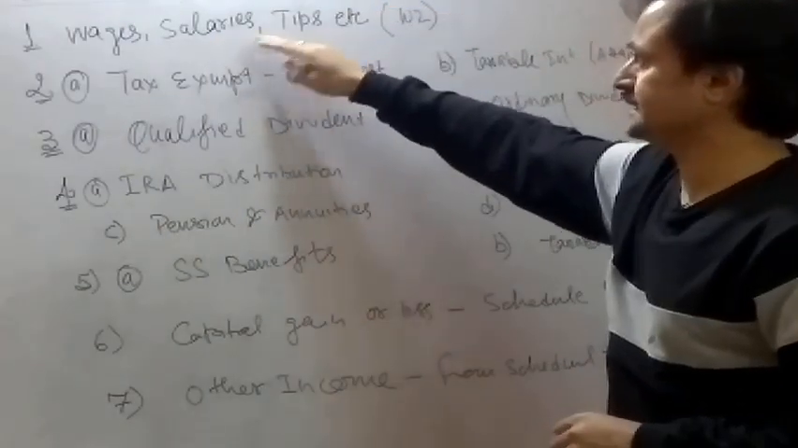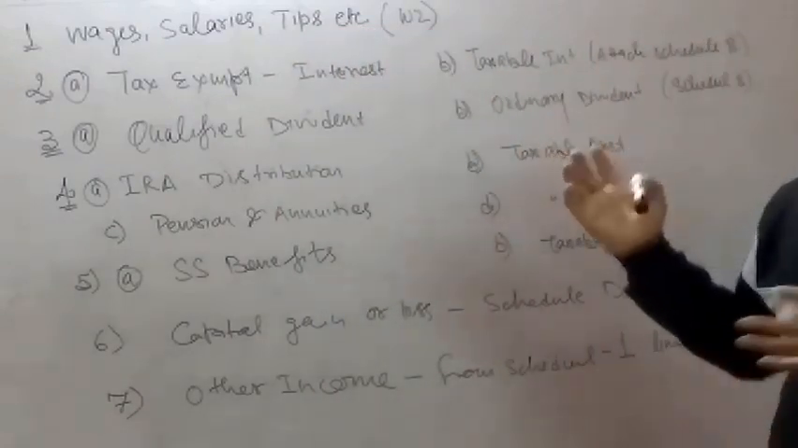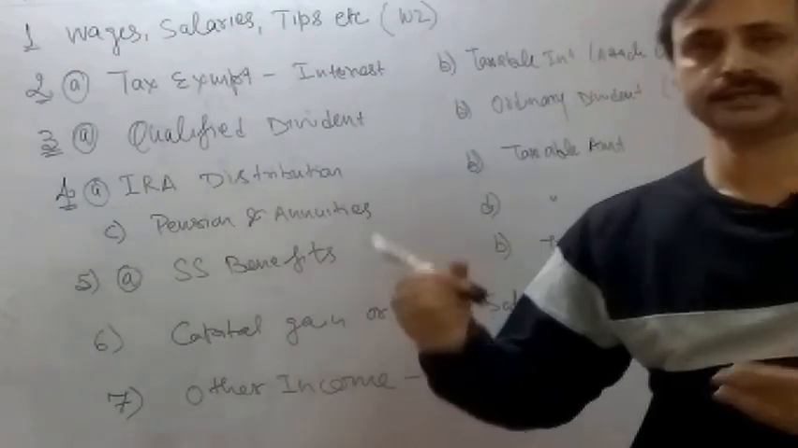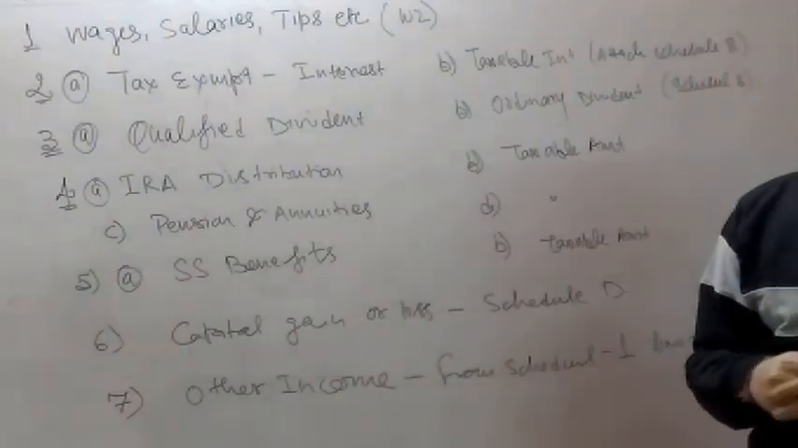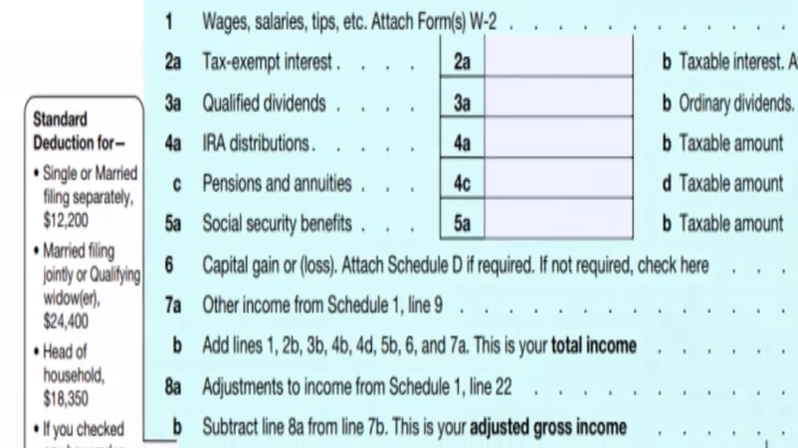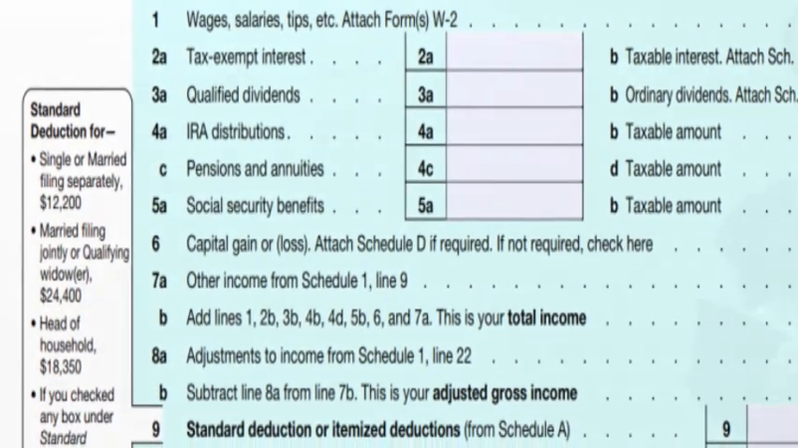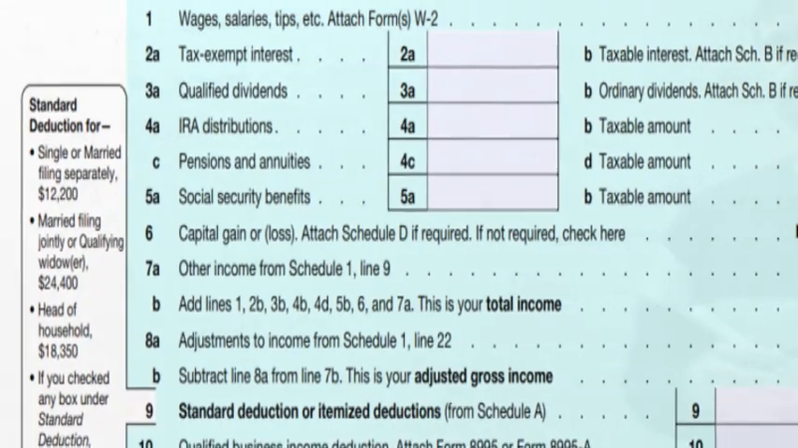Line number 1, wages, salaries, tips, etc. Form number W2. Whatever appears on the W2, we have already discussed that copy of W2. On the basis of W2, income earned from wages is being reported here.